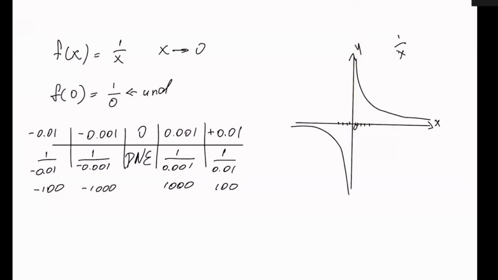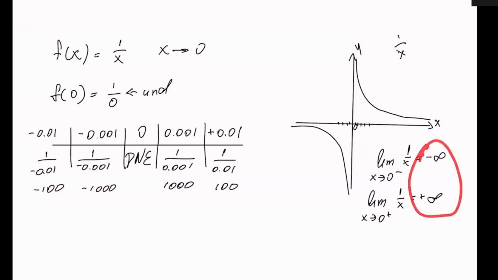So the limit as x approaches 0 from the left side of 1 over x is negative infinity, and the limit as x approaches 0 from the right side of 1 over x is positive infinity. When these two values are not the same, we say that the limit as x approaches 0 from both sides of 1 over x does not exist.